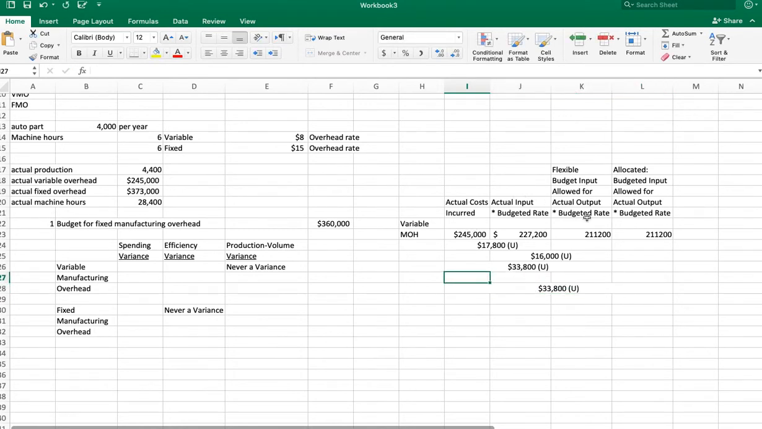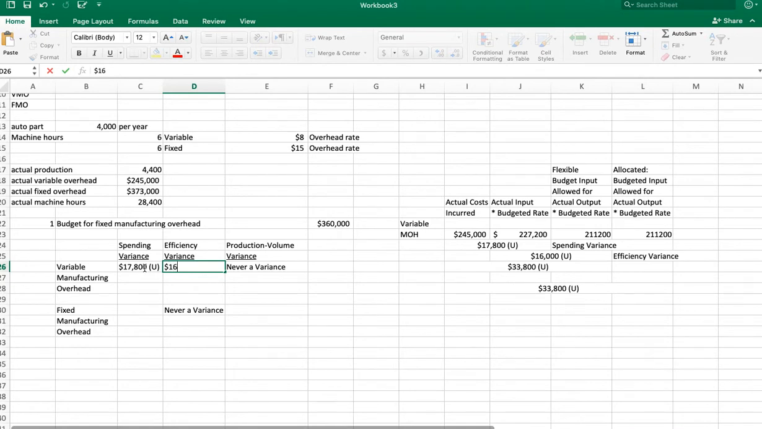Okay, so basically all we've done is set up a 4-variance analysis to figure out, we have overall 33,800. What caused it? Well, we look at this 16,000. That is called our efficiency variance, so that's how efficient we were. And this one is called our spending variance. This one is caused by a change in the overhead amount, and this one is caused by a change in the overhead driver, which was machine hours. So we see that our spending variance was 17,800 unfavorable. Our efficiency variance is 16,000 unfavorable. Never a variance here. And now we're going to do the same thing for our fixed manufacturing overhead.